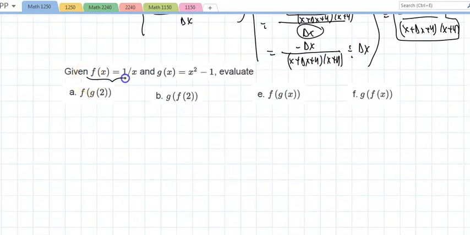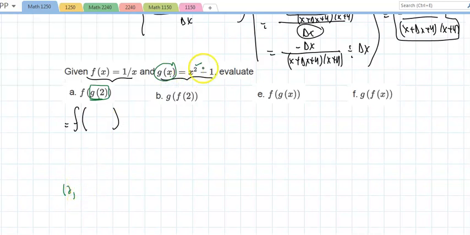If f of x is 1 over x, and g of x is x squared minus 1, if I work this using order of operations, isn't this saying find the value when x equals 2? But which 2 are they talking about? They're talking about 2 associated with this y. If x equals 2, what do you get? Don't you get 2 squared minus 1? Isn't that 4 minus 1, which is 3?